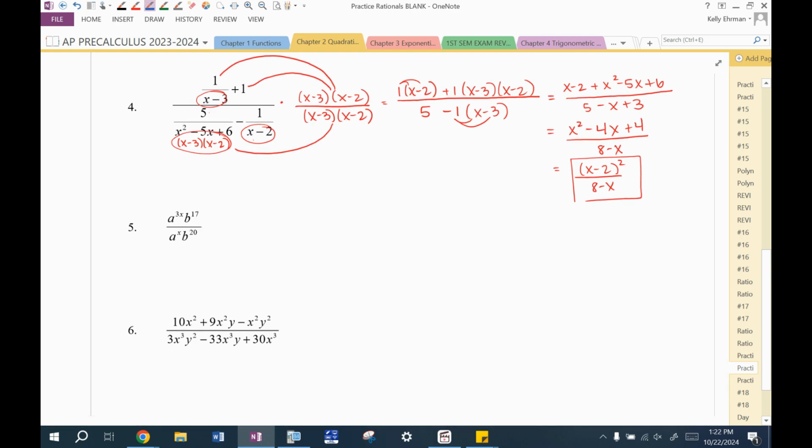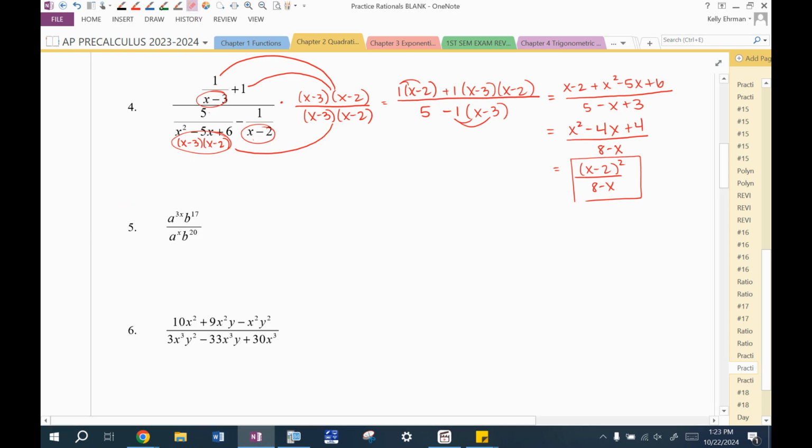Next one. We need to remember our exponent rules. When we are dividing 2 numbers with the same base and they have exponents, we subtract the exponents. Excuse me. So subtract. Okay.